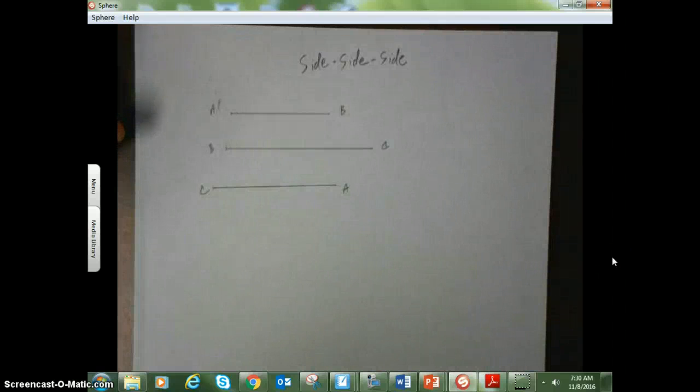Hey everybody, Mr. Piercy here, and I'm going to give you a demonstration as to our first triangle congruent shortcut: side, side, side, and why it works.